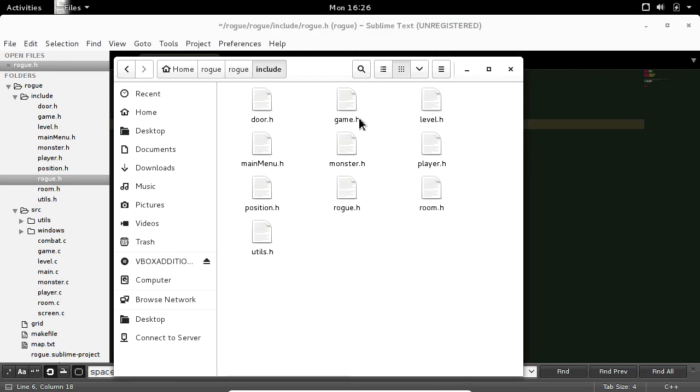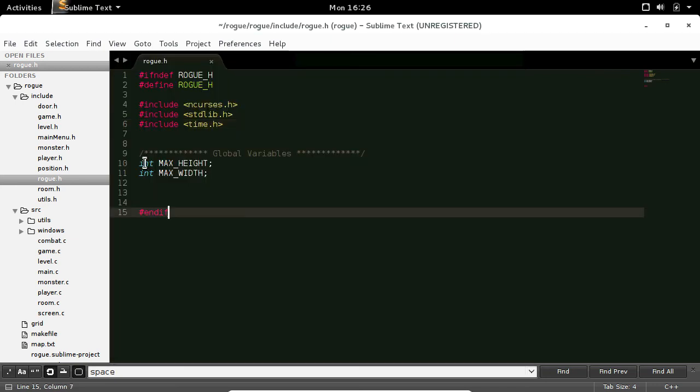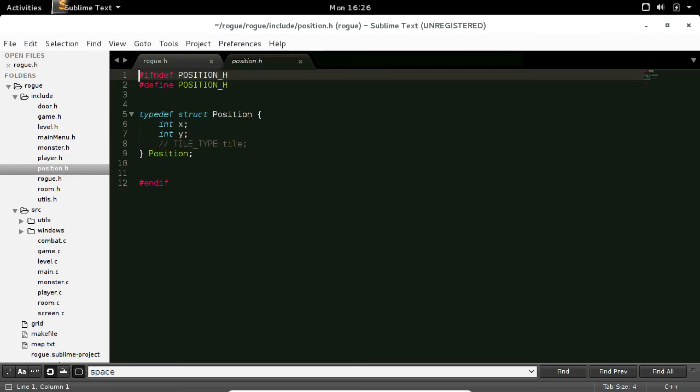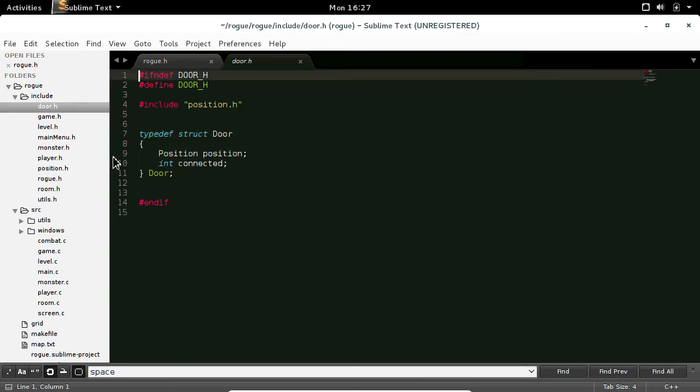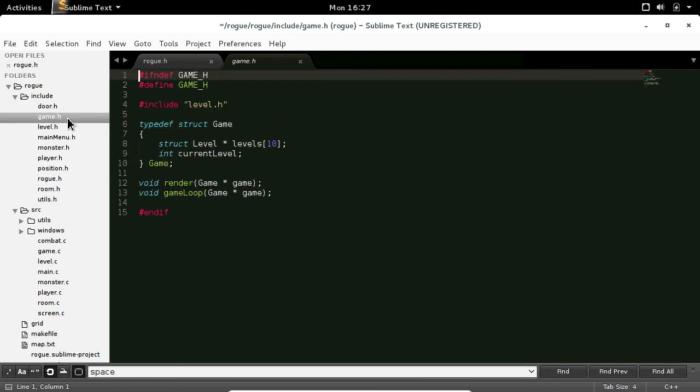I can show you, we now have like a game.h, a door.h, a position.h. Position.h is just the position. It's just got the struct there. Door.h, just the door. Game.h has, yeah, the struct and then some other functions.